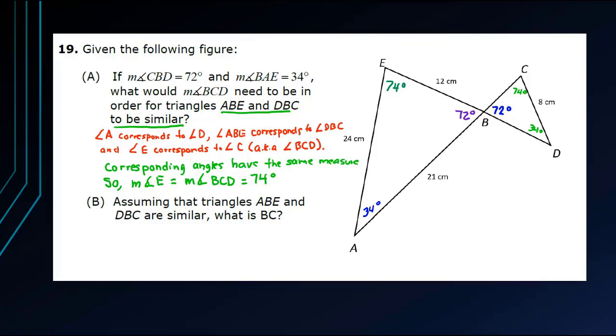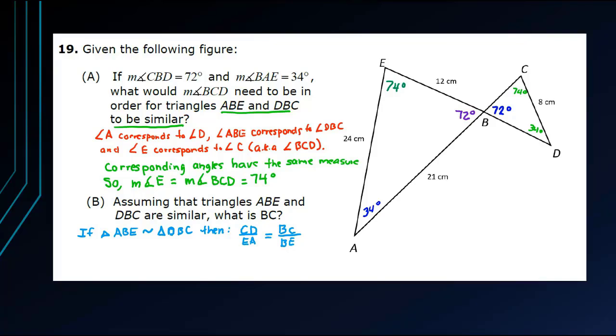So when I look at this, this side here, CD, is opposite the 72-degree angle. That's going to correspond with AE on this one. Okay, so basically the scale factor, since they're similar, is that CD over EA should equal BC over BE.